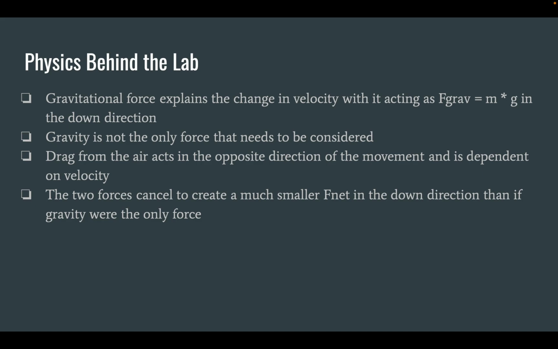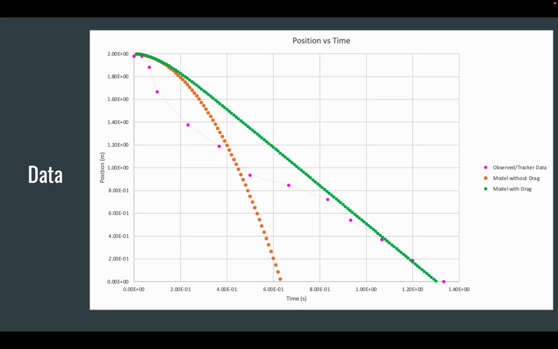And as I just said, gravity is not the only force we need to consider, because drag acts in the opposite direction of the movement and is dependent on velocity. The two forces together create a much smaller F net in the down direction, where it's still going downwards, than if gravity were the only force. As we can see here, like I just discussed, we have to consider gravity and drag.